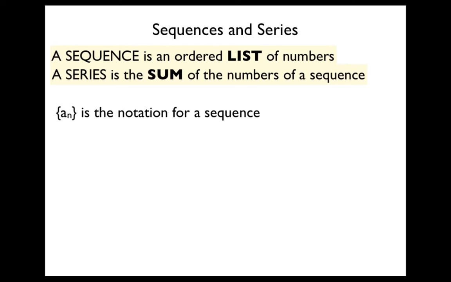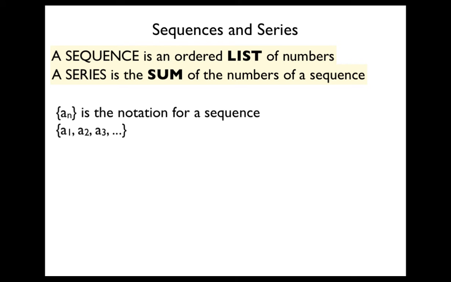But we're going to talk about sequences first. So this is the notation for a sequence. That's A sub n, or AN. When you see it in braces like that, that means a sequence. So you may also see it as the list.